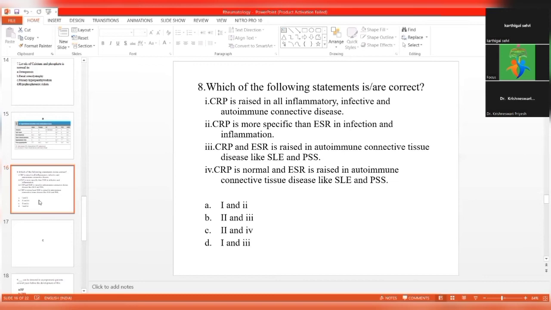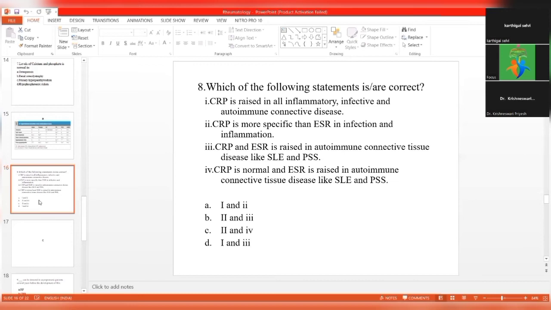Now we will check the other statements. The first one: CRP is raised in all inflammatory, infectious, and autoimmune connective diseases. No, why? The fourth statement is correct, is it not? CRP is normal and ESR is raised in autoimmune connective tissue disease. The first statement says CRP is raised in autoimmune connective tissue disease. No, so it is wrong. And the third statement: CRP and ESR are raised in autoimmune connective disease. No, CRP is normal and ESR is raised in autoimmune connective tissue diseases like SLE and PSS. So which statements are correct? 2 and 4. The option is C. You understand?